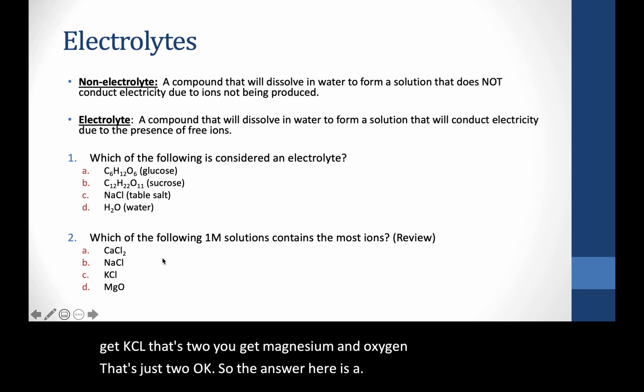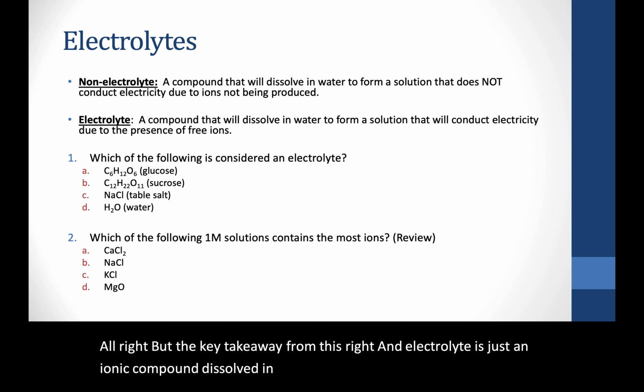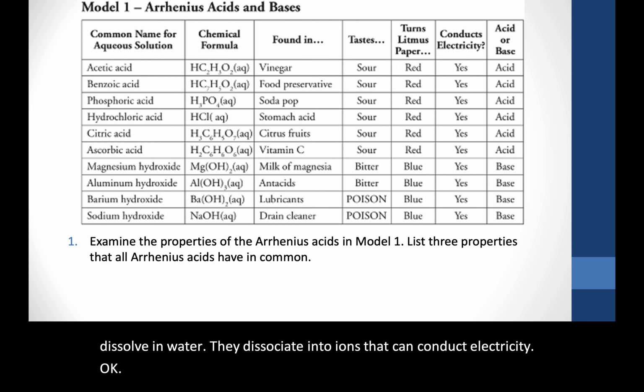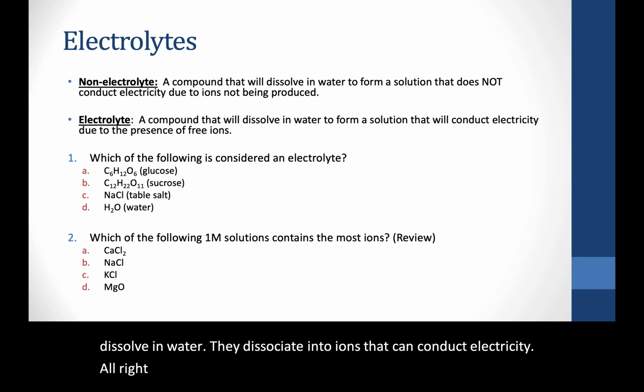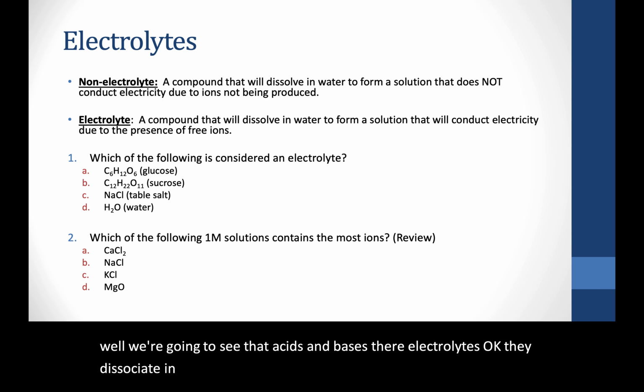But the key takeaway from this: an electrolyte is just an ionic compound dissolved in water, because ionic compounds, when they dissolve in water, dissociate into ions that can conduct electricity. And why did I talk about electrolytes in a unit on acids and bases? Well, we're going to see that acids and bases are electrolytes. They dissociate in water, but they're very specific types of electrolytes.